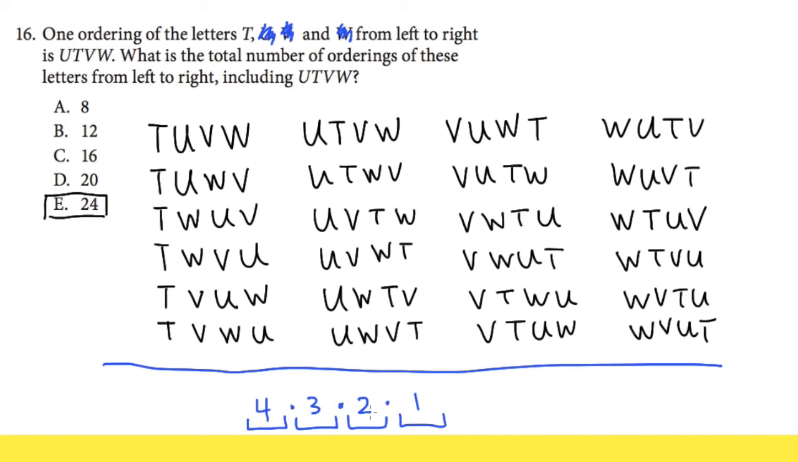4 times 3 times 2 times 1 gives us a total of 24 ways, and this is how we find the number of ways to arrange a certain number of things. Okay, this is called rearrangement or permutation.